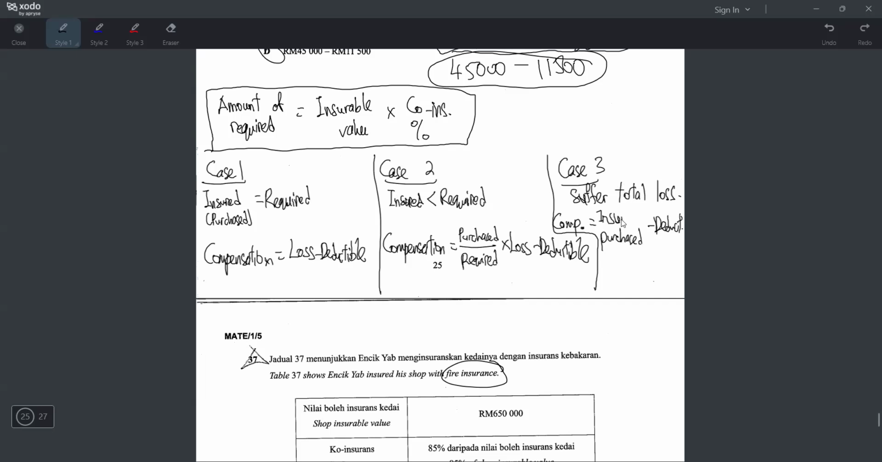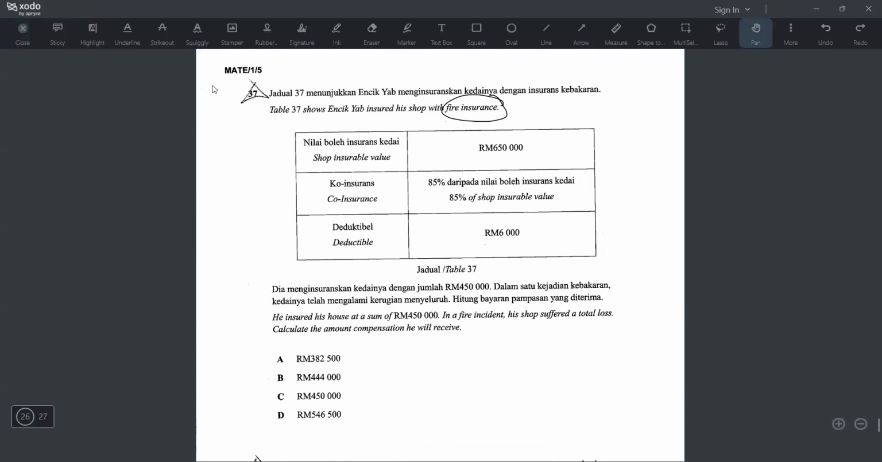Okay, so this one is kalau case 3. So you have to know all these things in order to jawab fire insurance punya soalan. Okay, with that being said, let's do this question.